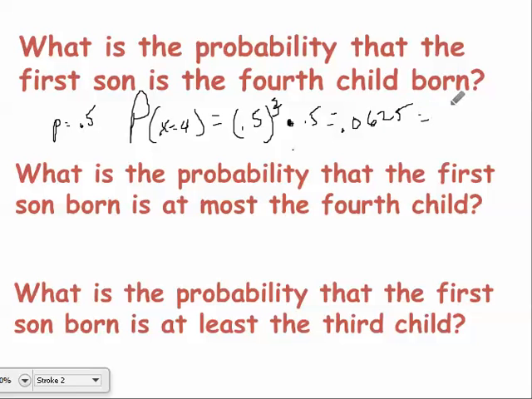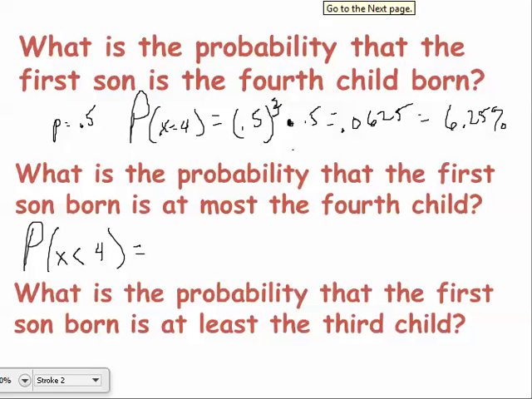Which is equal to 6.25%. It's 25%. Okay? So what's the probability that the first son born is at most the 4th child? Well, this is the probability of x at most, so that would be less than or equal to 4. And this is where we would use the same sort of situation here. We're going to sum them up, though. And I believe you're going to sum up and subtract it from 1.